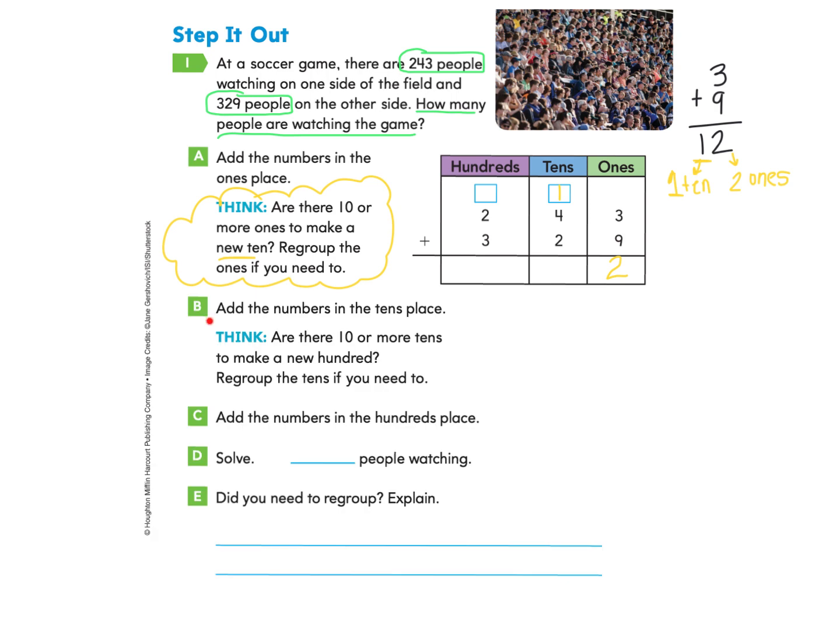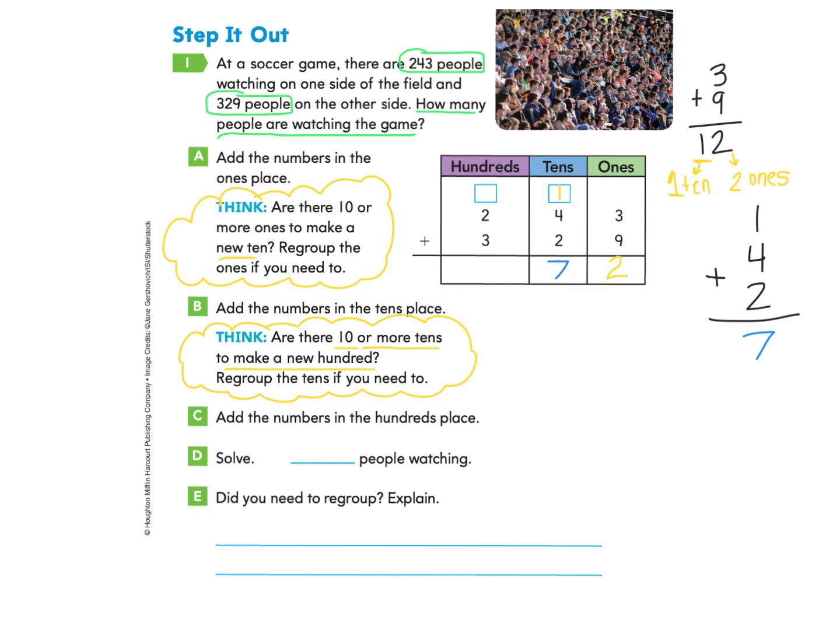Now let's take a look at Part B. Add the numbers in the tens place. Think, are there 10 or more tens to make a new 100? Regroup the tens if you need to. So now we're going to take a look at the tens column here. We have 1 plus 4 plus 2. When we add 1 plus 4 plus 2, we get the answer of 7. Do we need to regroup 7? No, we don't, because 7 is less than 10. And when we have 10 or more tens, then we can make 100. So we don't need to regroup. We can write the 7 right here.